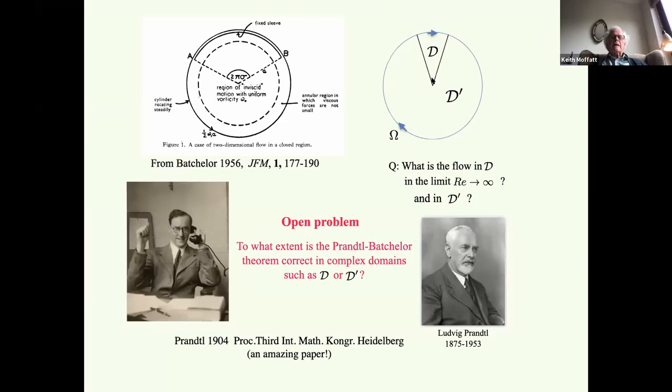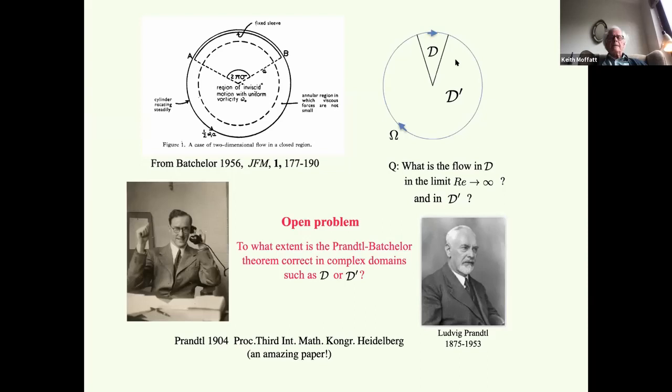If we increase the Reynolds number, then the question is, to what extent is the Prandtl-Batchelor theorem correct in a complex domain such as D? Or we could imagine fluid also in the domain D prime, and you get a flow up here, down here, trying to turn the corner, presumably separating, driving a secondary eddy, and God knows what goes on in this region here. So that's the question.